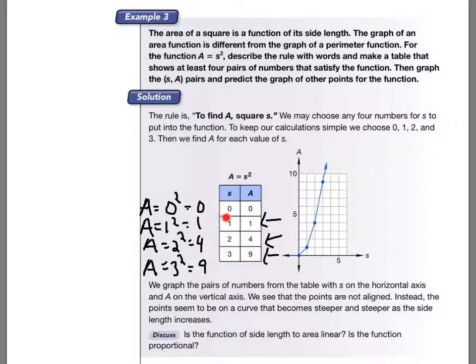You have 0, 0, so graph that there. 1, 1, which is here. 2, 4, over 2 up to 4 is there, and then 3, 9 is there. And then you want to draw a line through the graph.